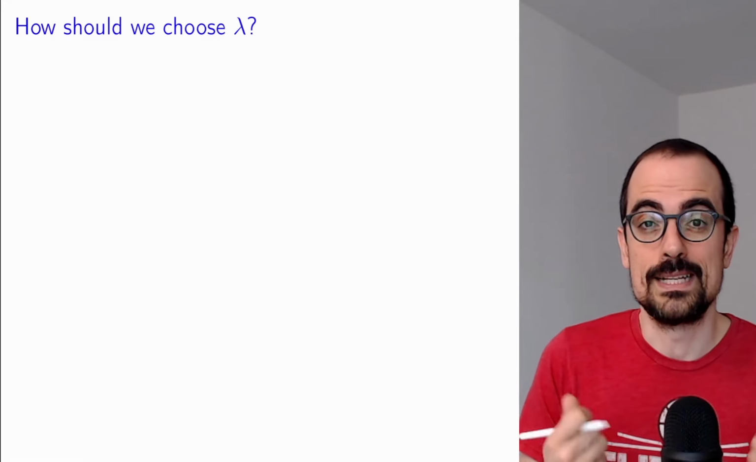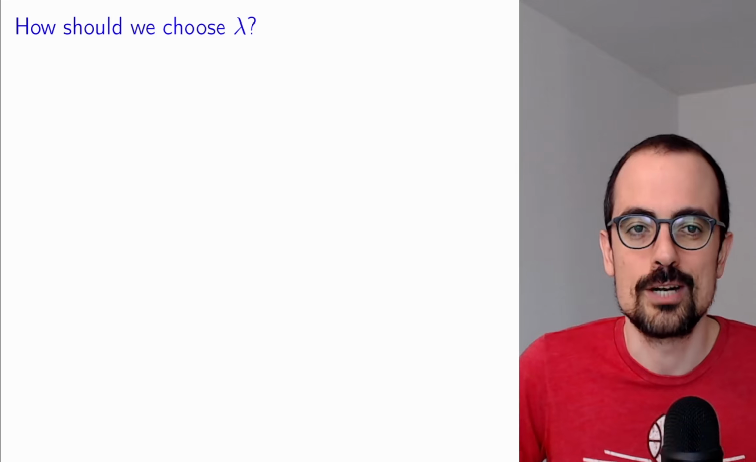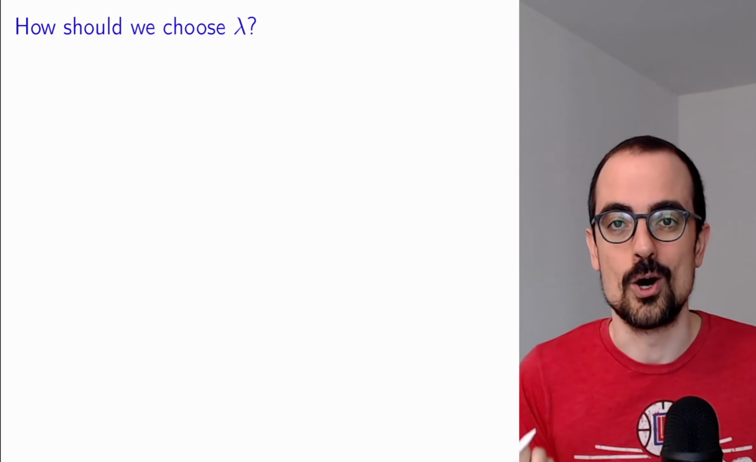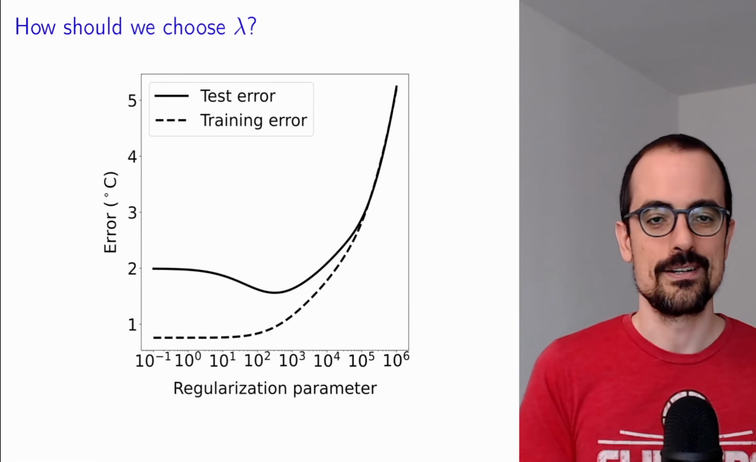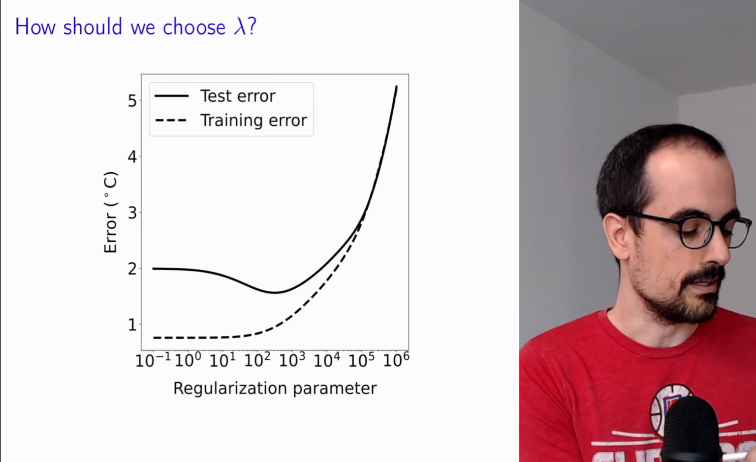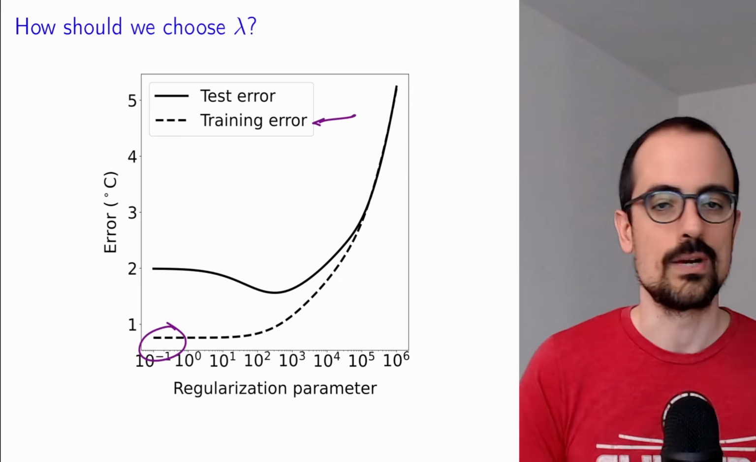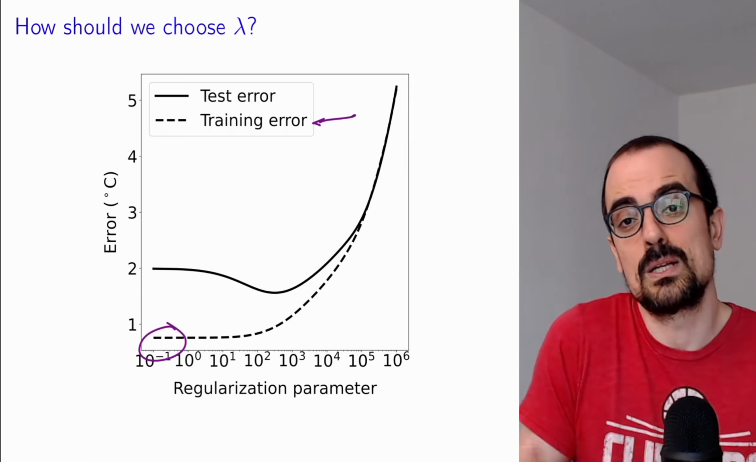Well, no, right? Because the best training error is going to be achieved by just ignoring the regularization term, which is achieved by setting lambda to 0 and obtaining the OLS solution. We can see this very clearly when we look at the training error. Here it is. When the regularization parameter is very small, we obtain the best training error. This is not surprising because we obtain the best fit to the training data, but we're overfitting.